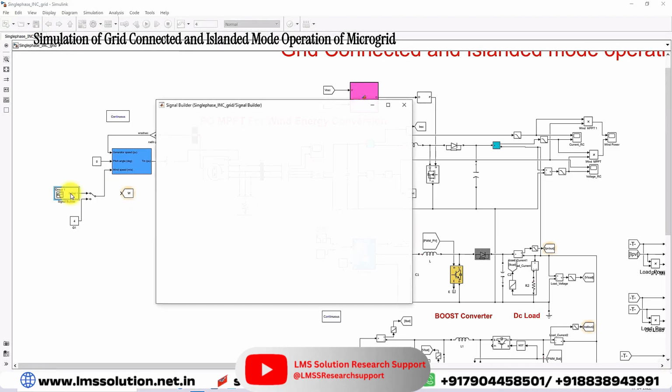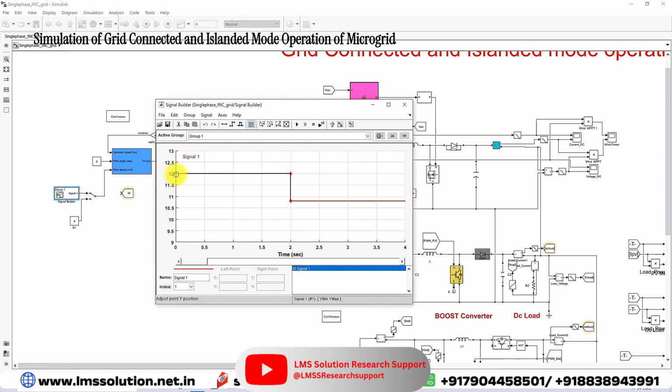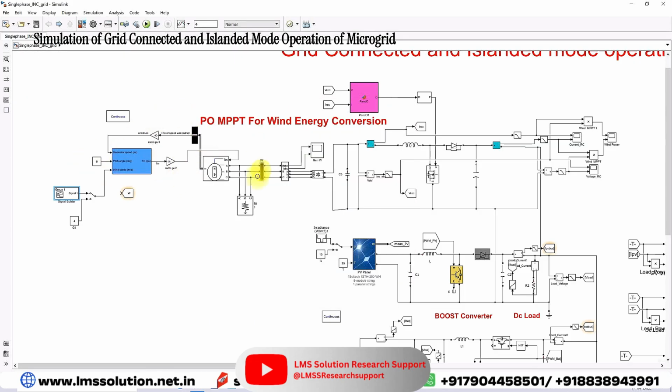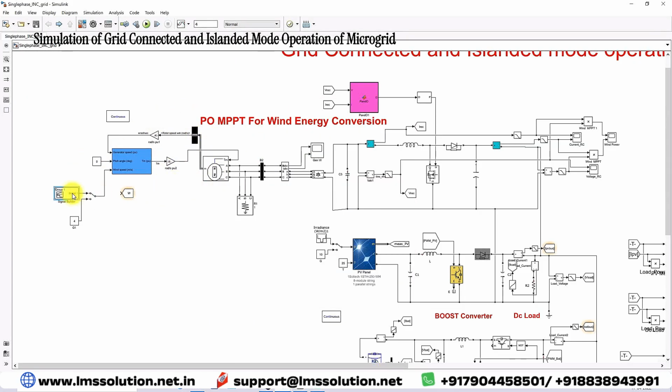Here we created the wind speed. Initially it will be maintained at 12 meter per second. After 2 seconds, right, it is going to be maintained at 10.8 meter per second. The power generation from that wind energy system is going to depend upon the wind speed of the environment.